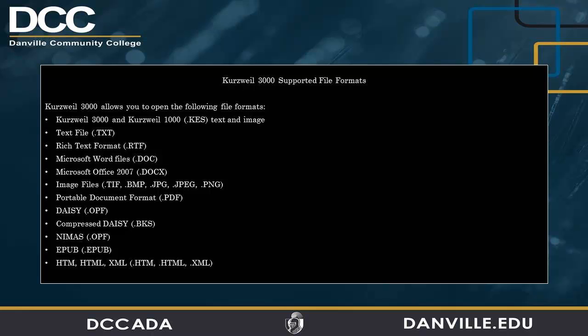You can open text files, rich text files, HTML files, Microsoft Word documents, and PDF files. You can also open a number of natively supported image files such as TIFFs, bitmaps, JPEGs, and PNGs using Kurzweil. This system also supports audiobook formats such as EPUBs, DAISY, and IMAS format.